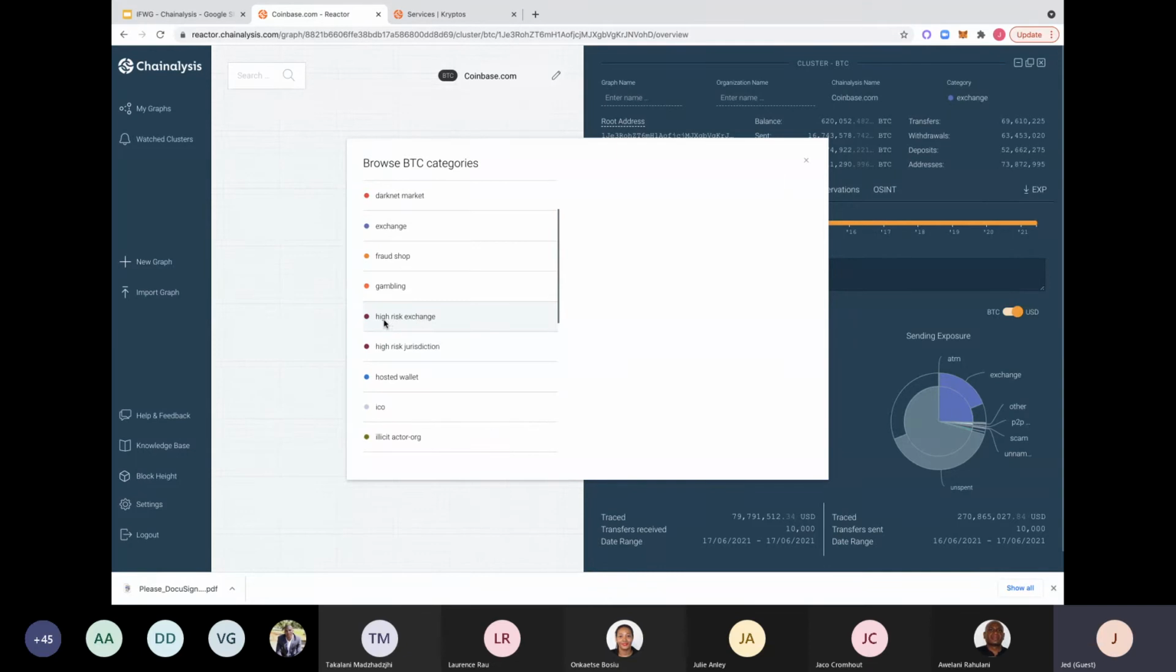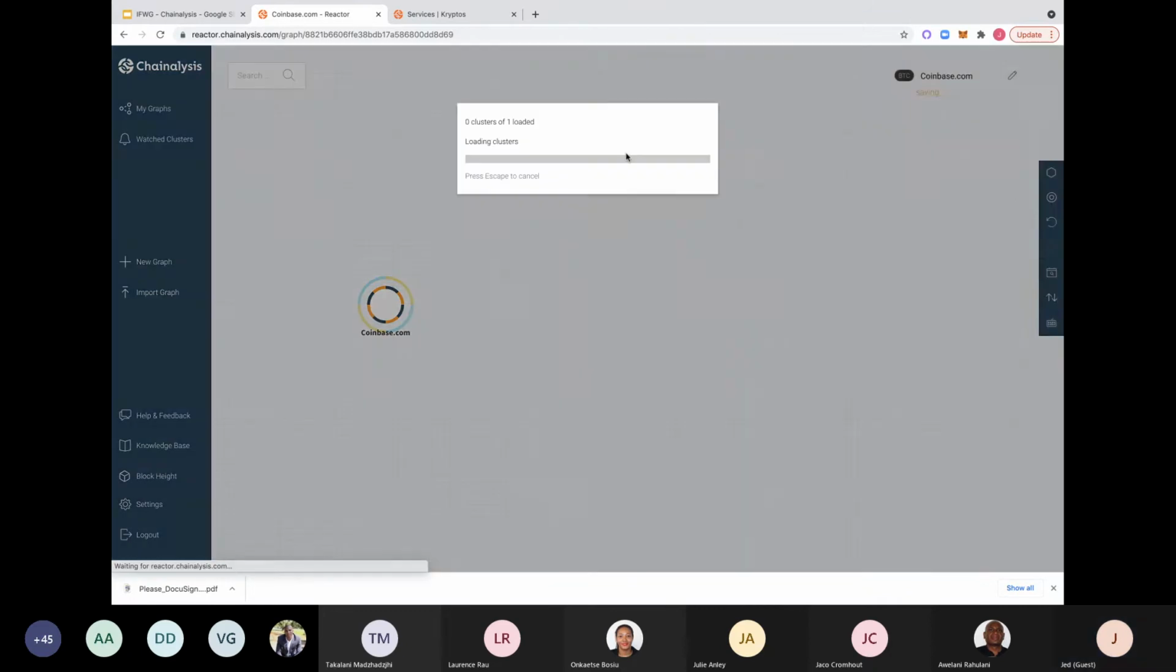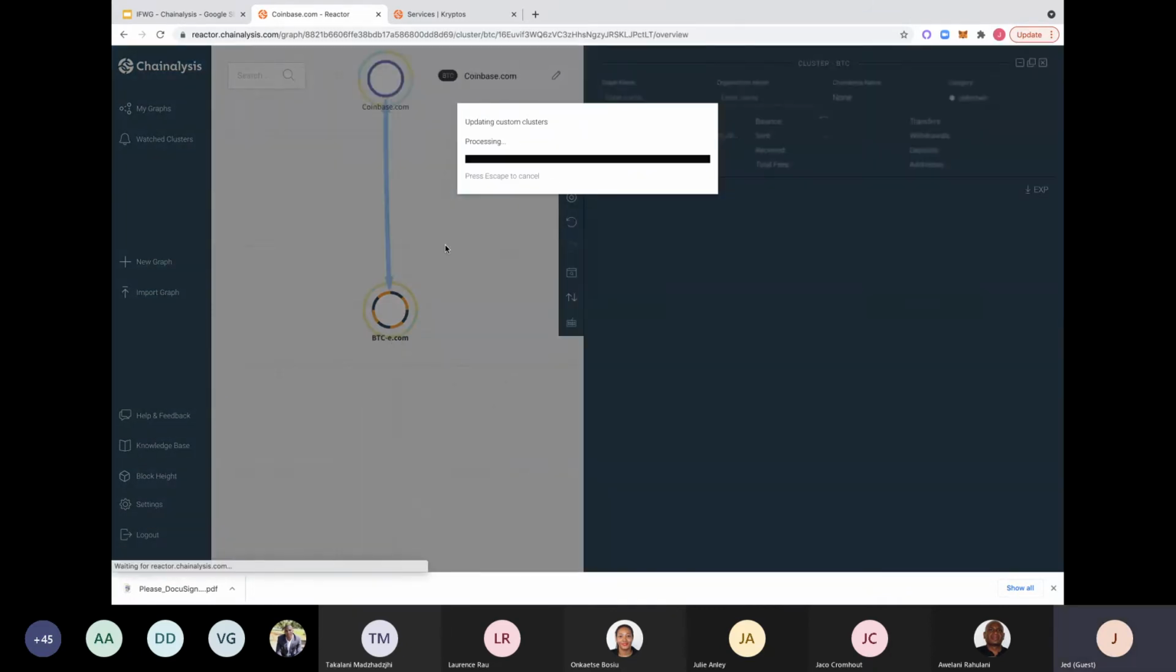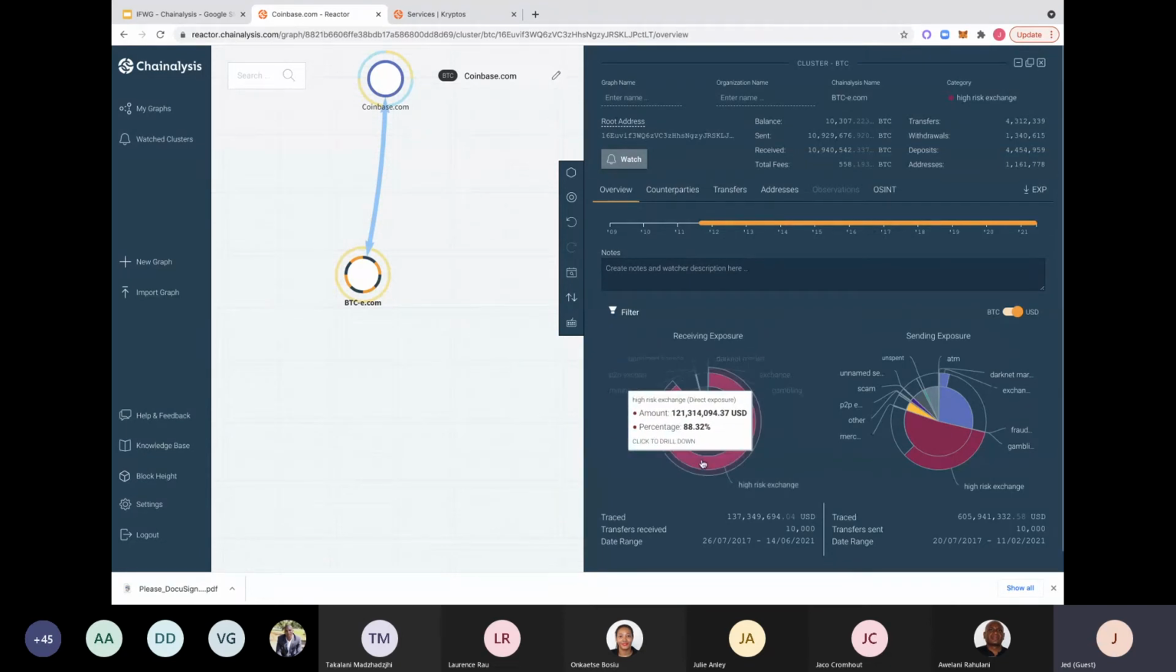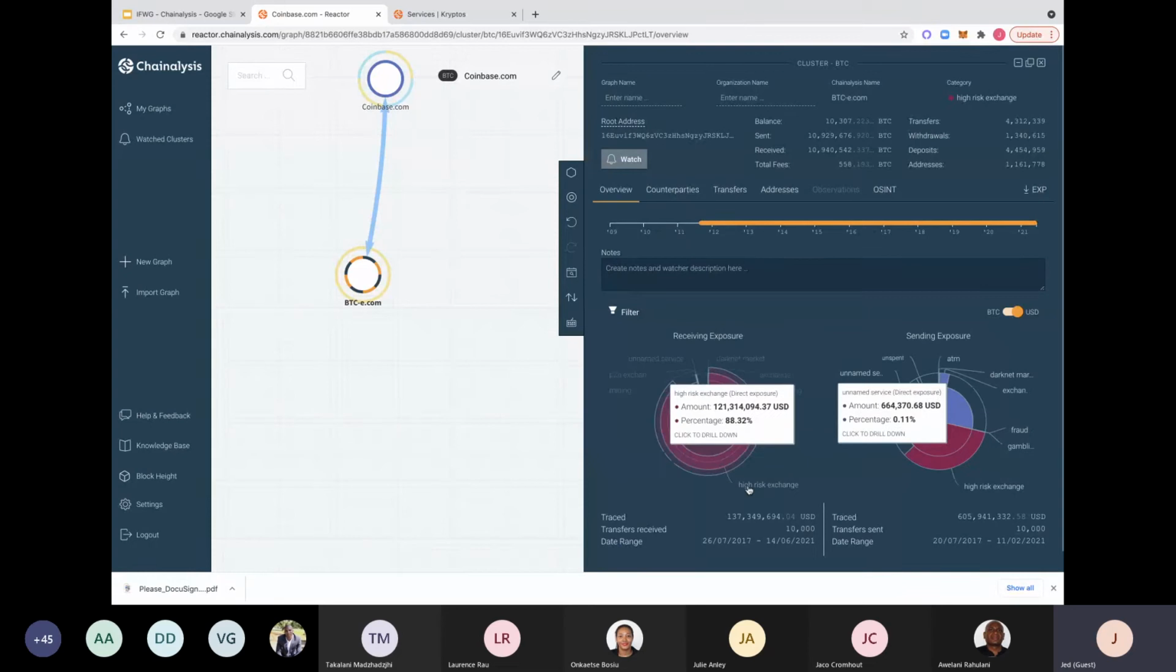If we wanted to look at, say, what a high-risk exchange looks like, let's put btce.com onto the graph. BTC-e is a high-risk exchange, no KYC, no AML policies and procedures, and you can see they've been given a high-risk exchange category, and you can see their exposure looks very different to the ones at Coinbase. Lots of other high-risk exchange exposure, as you would expect. This is acting very nefariously in that instance, and you can see how that changes. I think that's all I've got time to show.